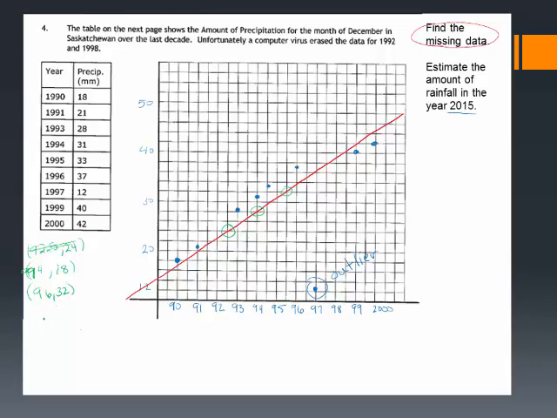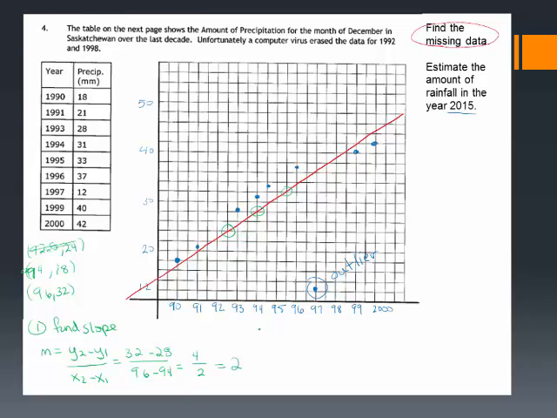And so my first step is going to be to find slope. So if we recall, m is y2 minus y1 over x2 minus x1. So my y2 is 32 minus 28 over 96 minus 94. 32 minus 28 is 4 over 2, so my slope is 2.